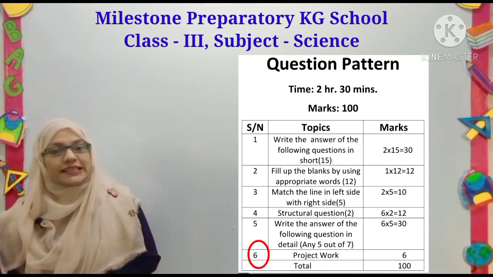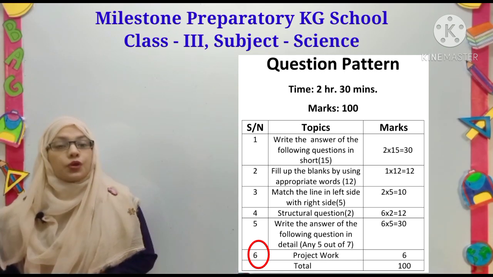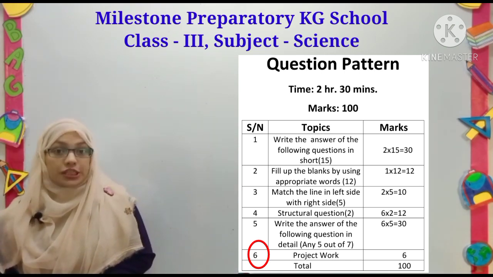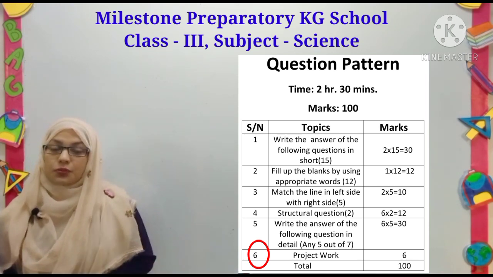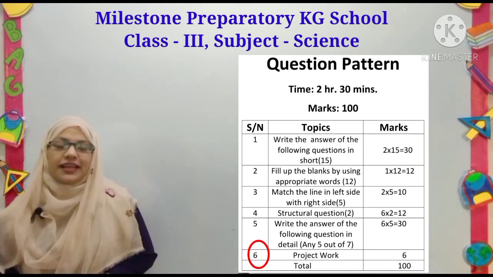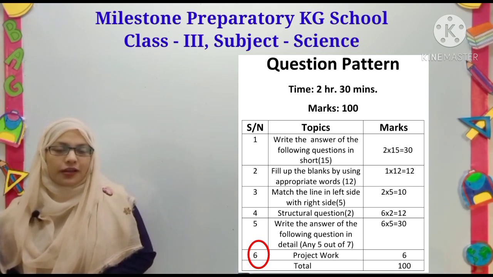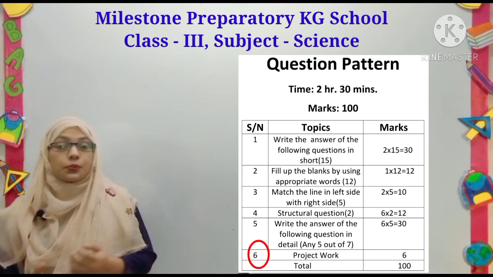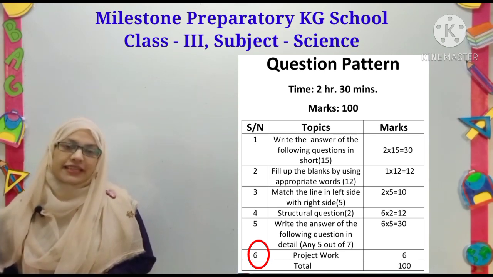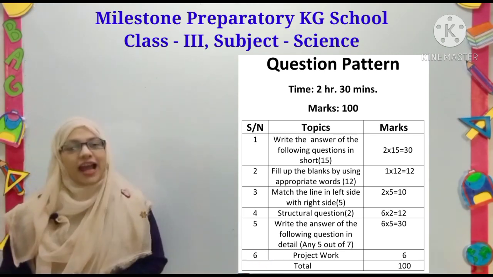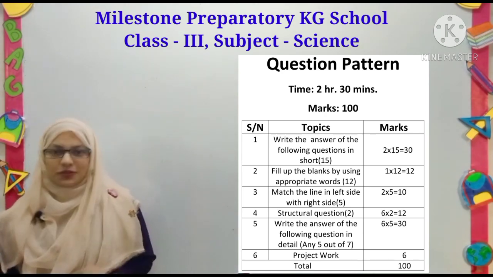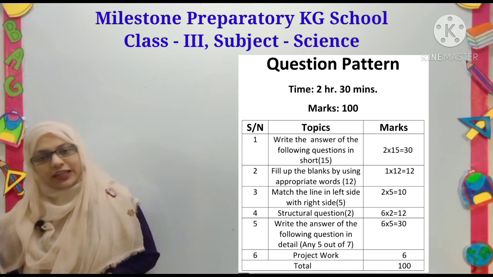Item number 6. Project work. After finishing every chapter, your teacher will give you the project work from that chapter. And after doing your project work, you will submit it to your teacher. This project work will carry 6 marks. This is total 100 marks. Hope you all are now clear about the question pattern of science for class 3.